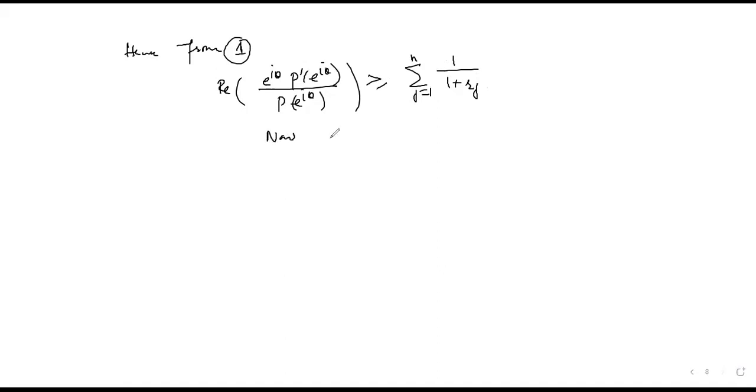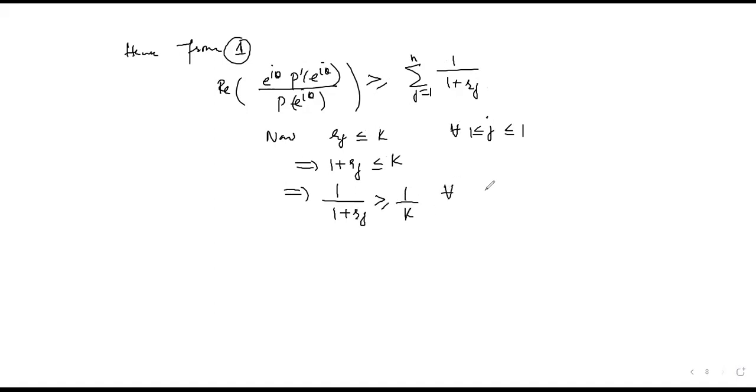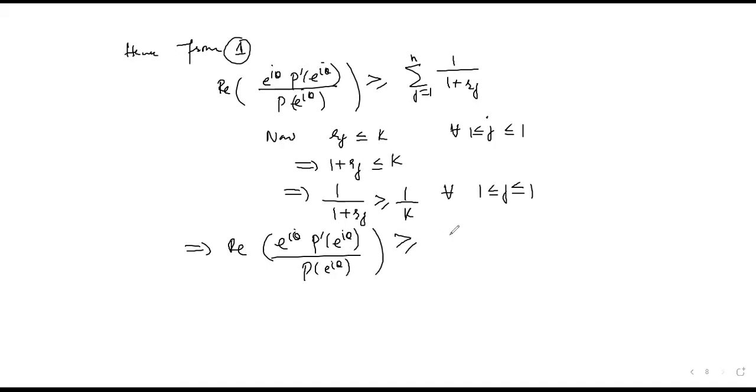Now rj is less than or equal to k, which means 1 plus rj is less than or equal to k plus 1 for all j, of course, which means 1 by 1 plus rj is greater than or equal to 1 by k plus 1 for all j between 1 and n. This implies that the real part of e raised to the power iota theta p dash of e raised to the power iota theta divided by p of e raised to the power iota theta is greater than or equal to the summation j runs from 1 to n of 1 by k plus 1, which is nothing but n divided by k plus 1.